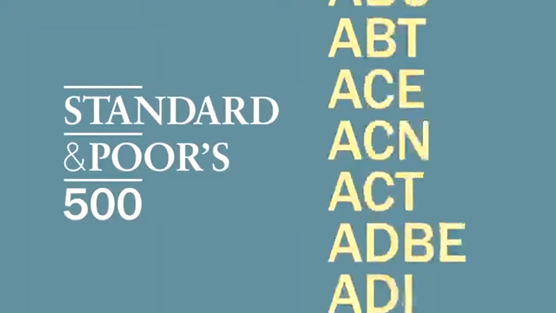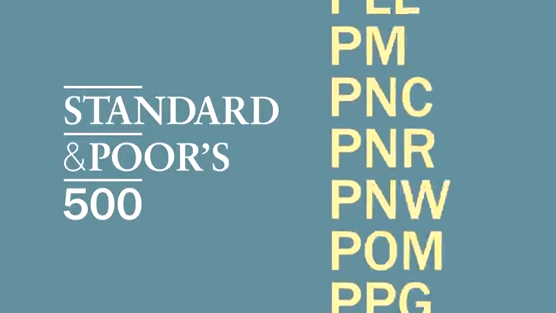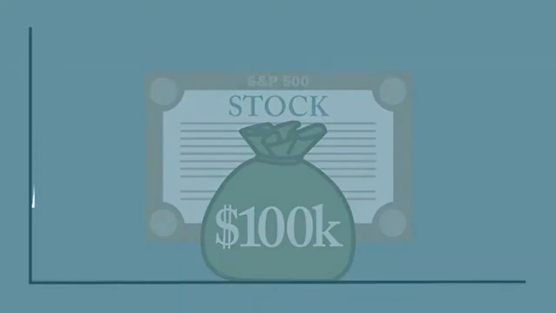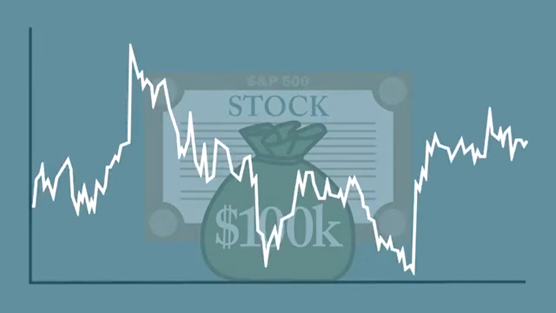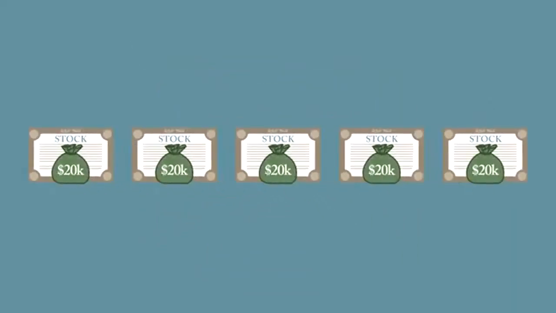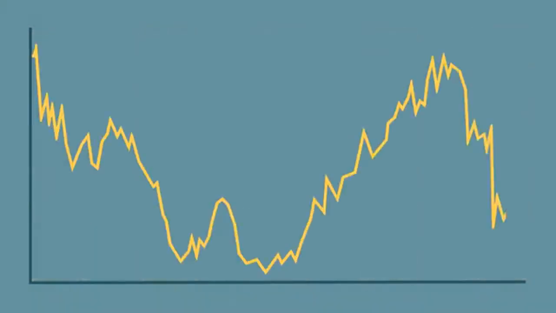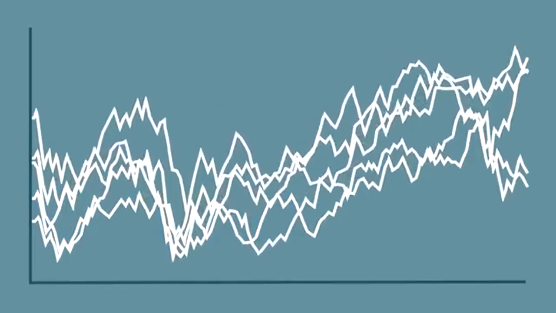The Standard & Poor's 500 is an index of the 500 largest publicly listed stocks in the U.S. If we were to select just one of those stocks and invest $100,000, the ups and downs in our portfolio would be pretty severe. However, if we invested equally in 5 stocks or 30 stocks, the ups and downs are significantly reduced. Because the stocks have different ups and downs, combining them into one portfolio helps to smooth out the ride.